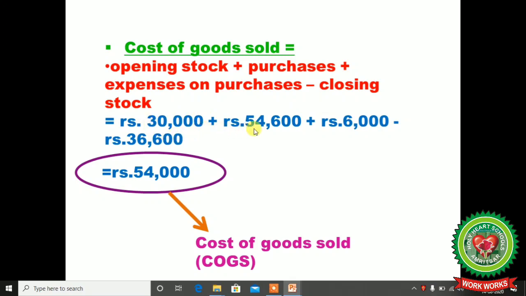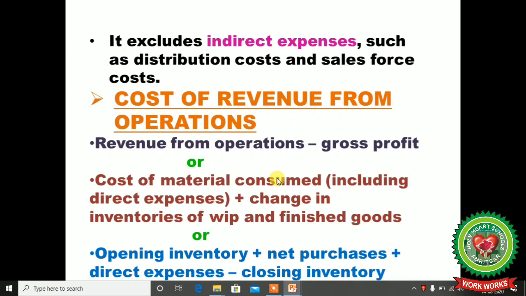Here your opening stock is 10,000, your purchases 54,600, and your closing stock 36,600. So your cost of goods sold here is 54,000. It excludes the indirect expenses such as the distribution cost and sales force cost. Next, cost of revenue from operations.